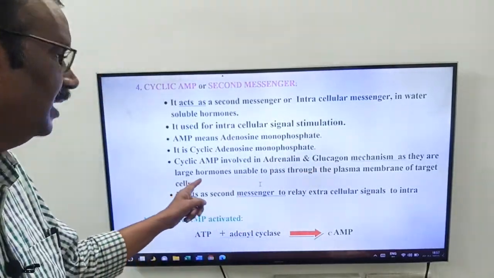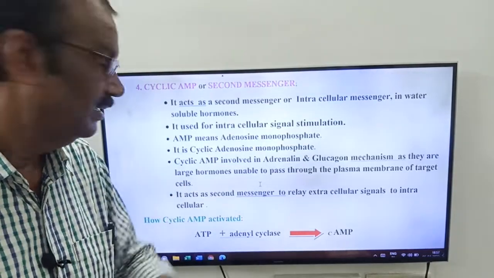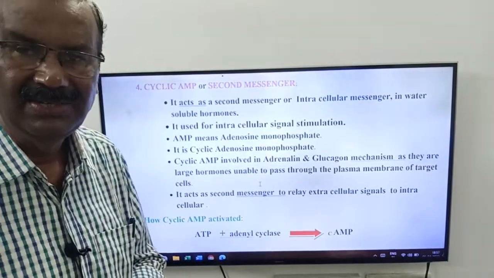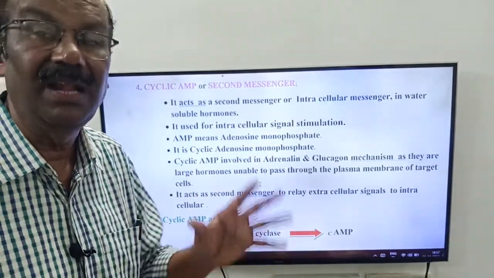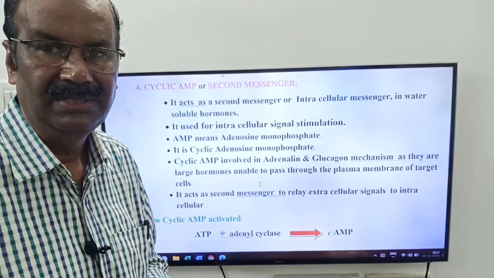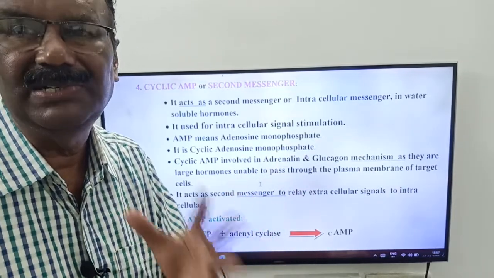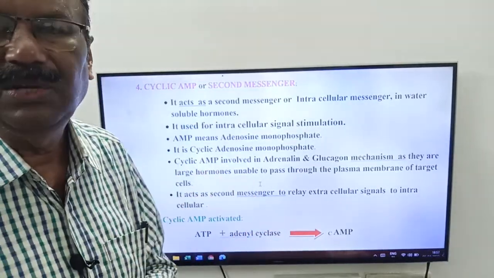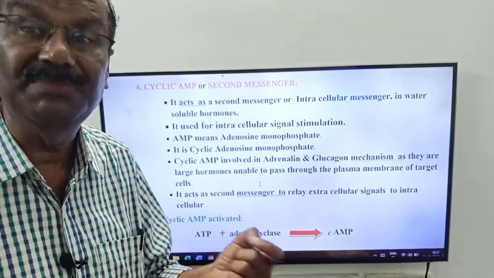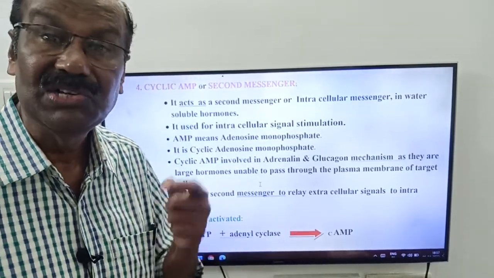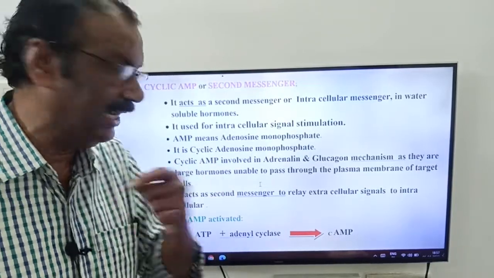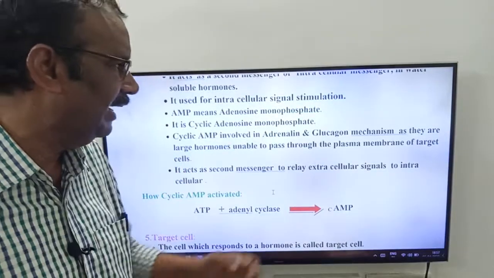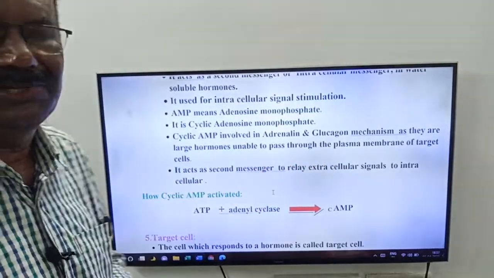As they are large hormones, they are unable to pass through the plasma membrane of the target cell. So adrenaline and glucagon are large hormones, and they won't enter into the target cell. Because of that, adrenaline and glucagon, peptide hormones, use what, friends? A second messenger, that is cyclic AMP. It acts as a second messenger to relay extracellular signals to intracellular signals.